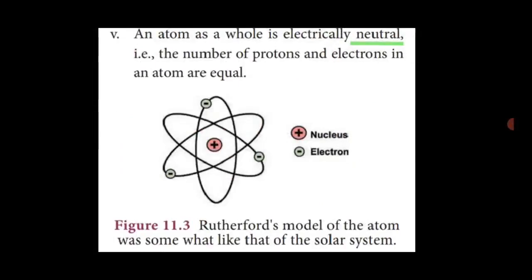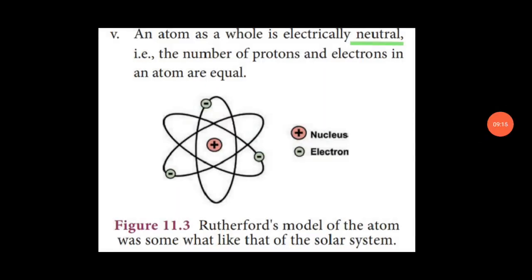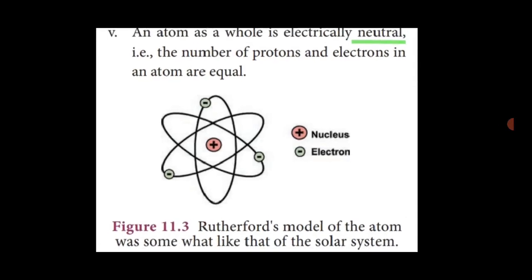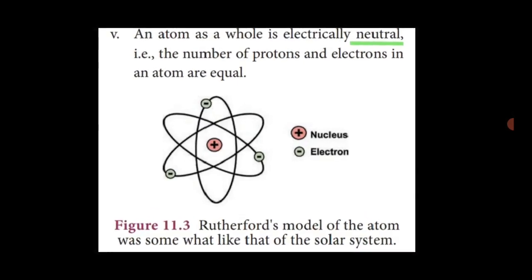An atom as a whole is electrically neutral. That is, the number of protons and electrons in an atom are equal. So an atom contains an equal number of protons and electrons. Proton charge is positive, electron charge is negative. So the atom is electrically neutral. Every atom and molecule is electrically neutral. Neutral means there is no charge.